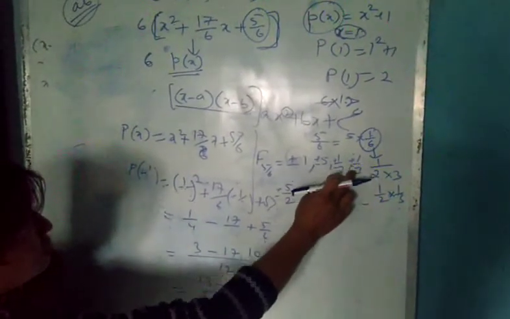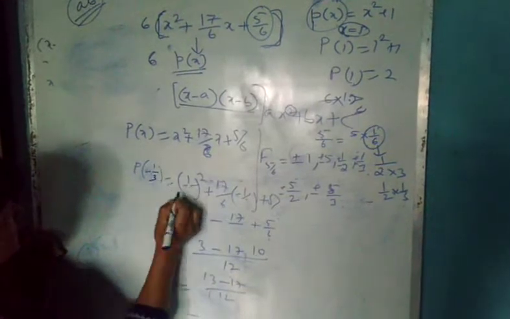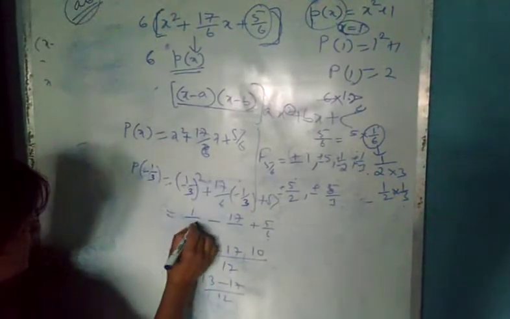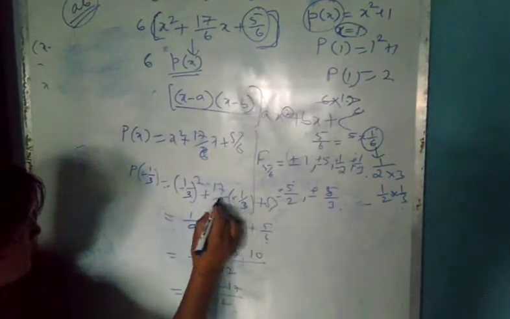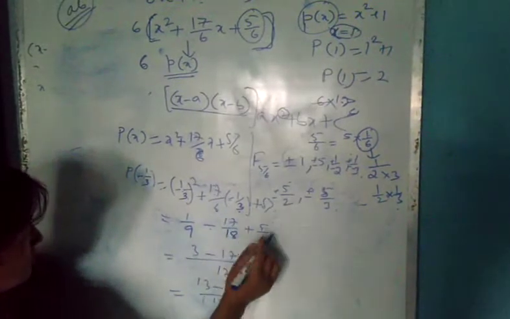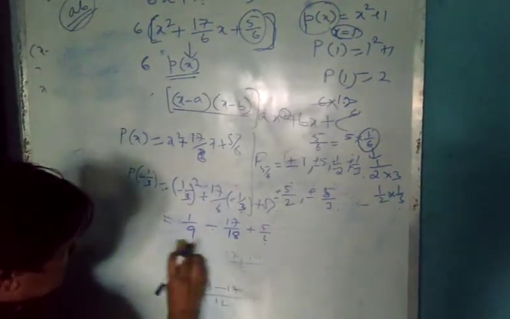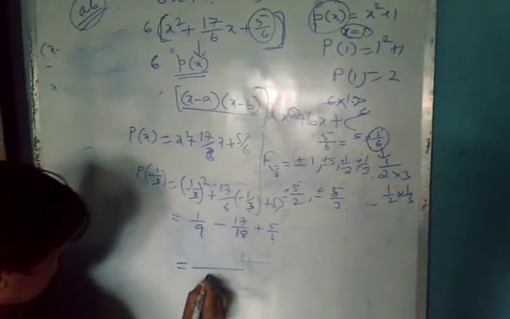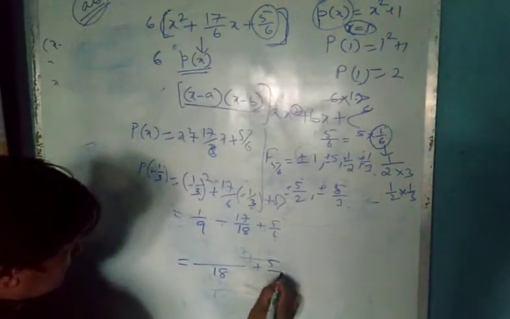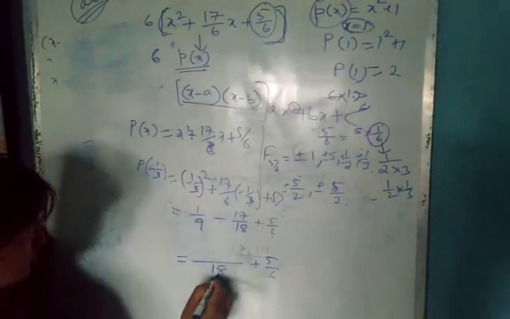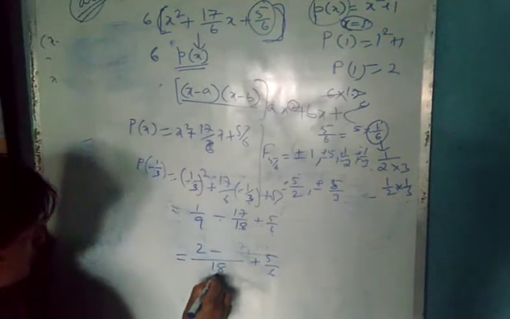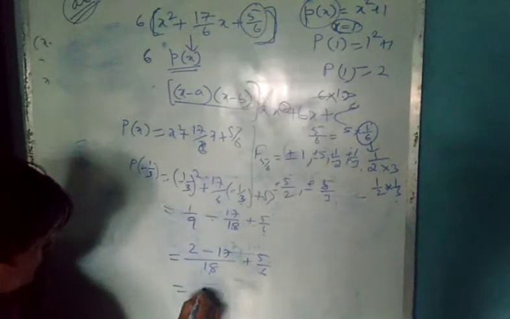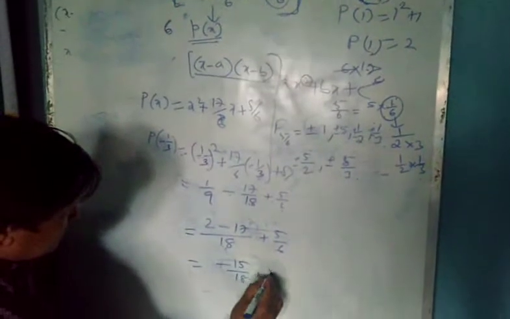Now let us see negative 1 by 3, because there is no benefit in putting positive. So negative 1 by 3. Now minus plus 3 3s are 9, plus minus 17 1 6 3 is 18, plus 5 by 6. Now what will the LCM be? 9 two times is 18, 18 one time, so 18 one time is 17. So minus 15 by 18 plus 5 by 6.